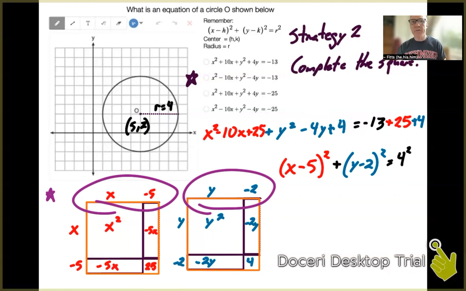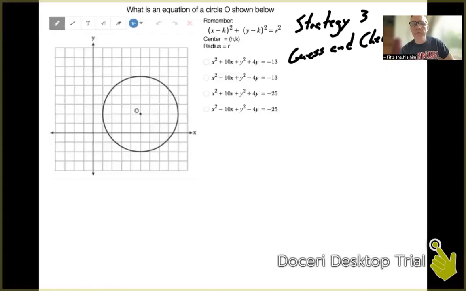All right, I'm going to show you one last strategy. This is my favorite strategy, actually, the one that's coming up. So let's take a look. Okay, so this is my favorite strategy. It's actually a little guess and check, but it's more of an educated guess and check. So what do I mean by that?